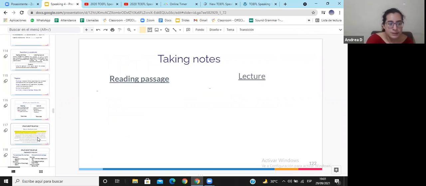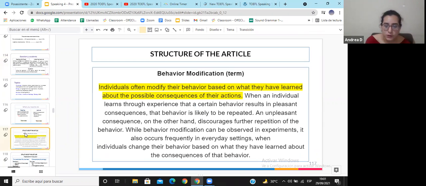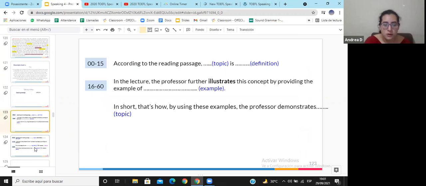So today we'll be practicing task 3, which is the one where you need to read something before you identify what the definition of that concept is. Then you listen to the lecture and you just need to summarize everything. You remember how it was?